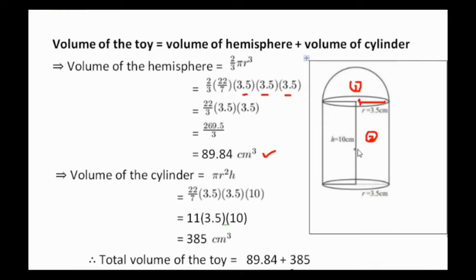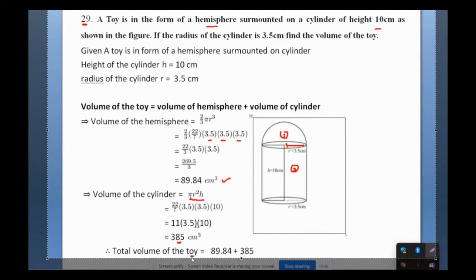Now we will find the volume of the cylinder. The formula is pi r square h. Pi is 22 by 7, radius is 3.5, written 2 times because of r square, and the height of the cylinder is given as 10 centimeters. So 11 into 3.5 into 10 gives 385 as the volume of the cylinder. So we have the volume of the hemisphere and the volume of the cylinder, and the total volume of the toy will be the addition of these two: 89.84 plus 385.